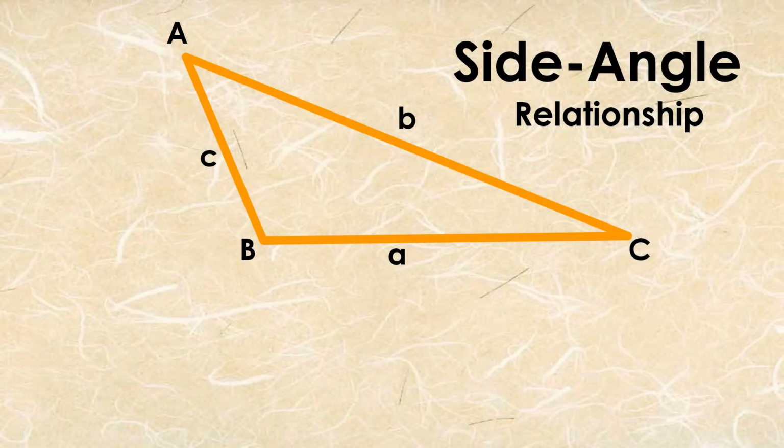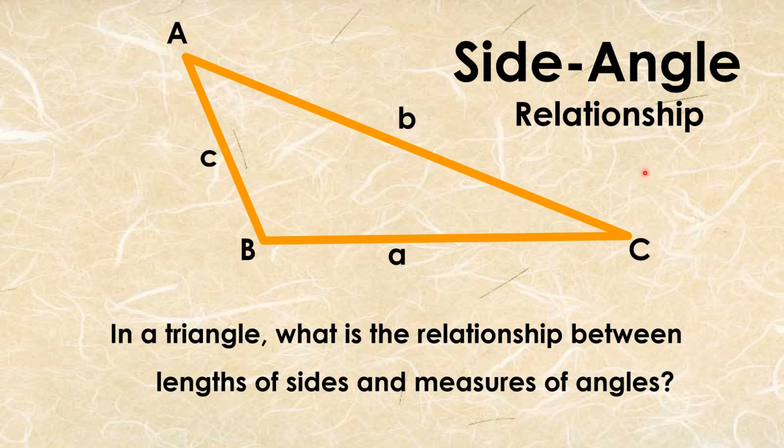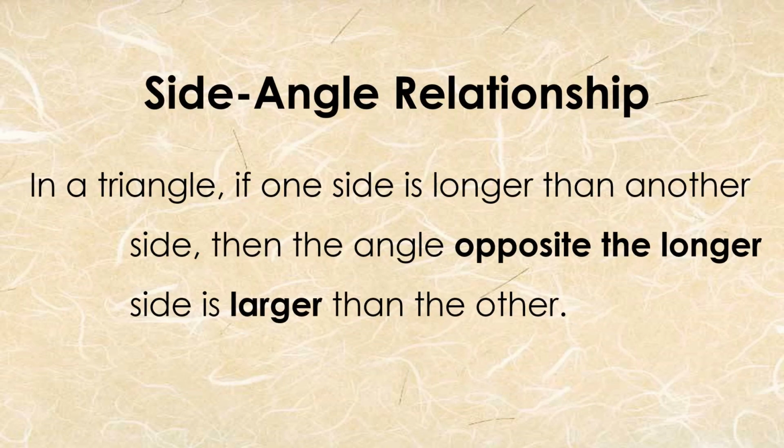The triangle inequality theorem also tells us about the side angle relationship. In a triangle, what is the relationship between lengths of sides and measures of angles? In a triangle, if one side is longer than the other side, then the angle opposite the longer side is larger than the other.